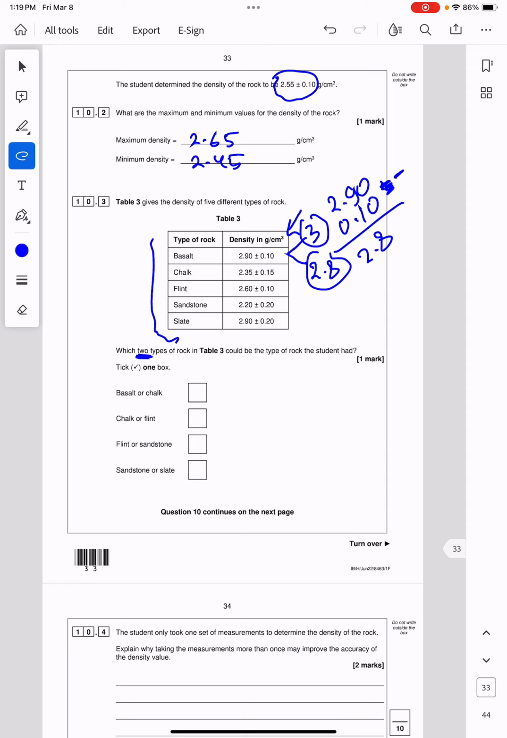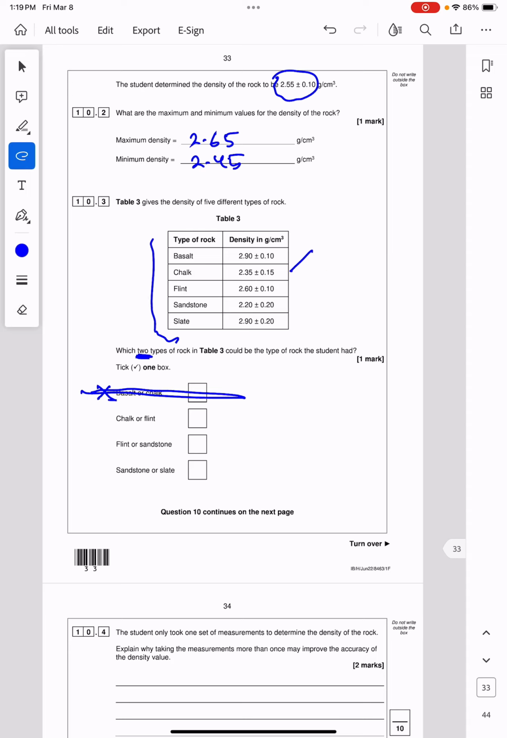Here's what you're gonna do now. You don't have to find out for all of these. Just come to the options here and see basalt. We know that this is cancelled because the density of our rock is absolutely out of the range of the basalt. Let's go for chalk. And let me erase this first.